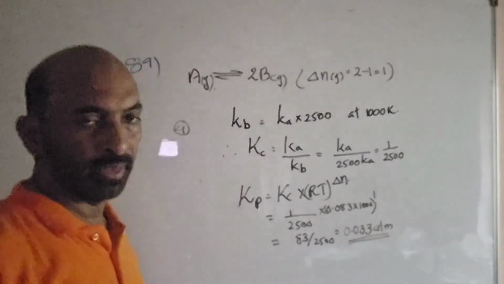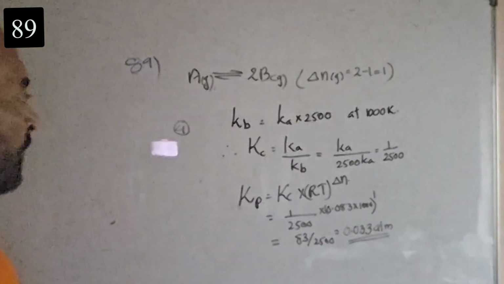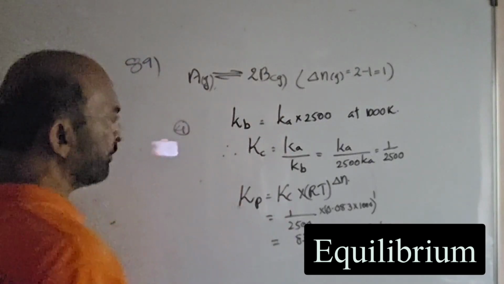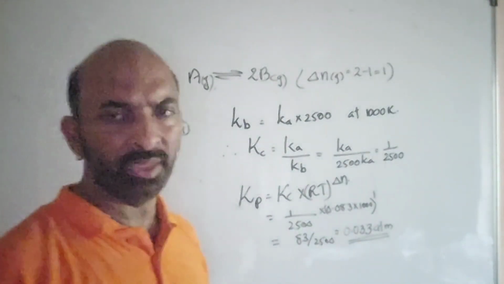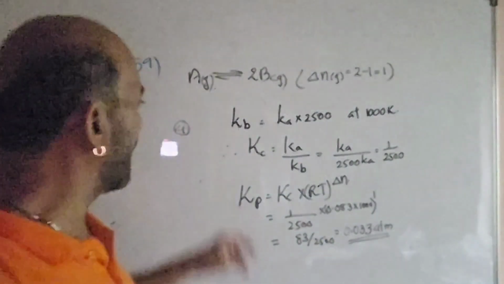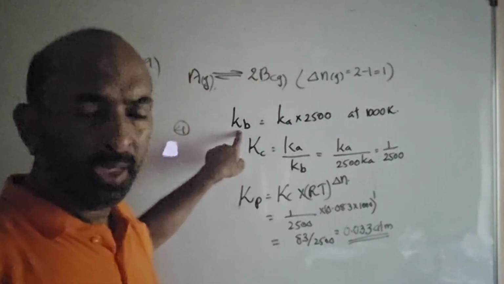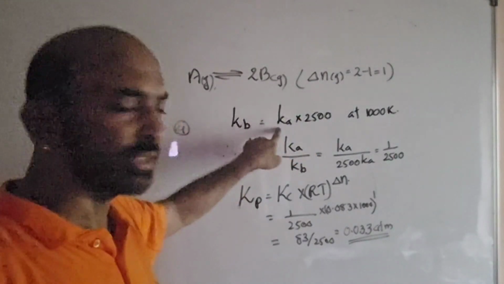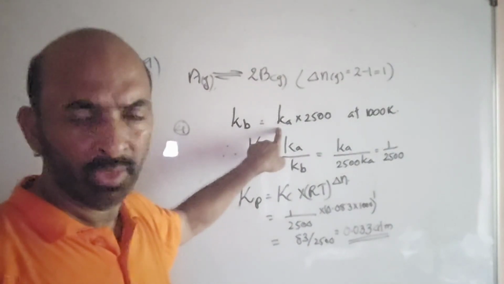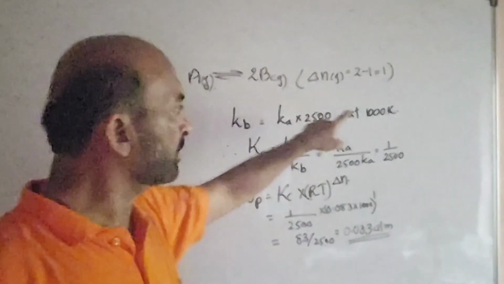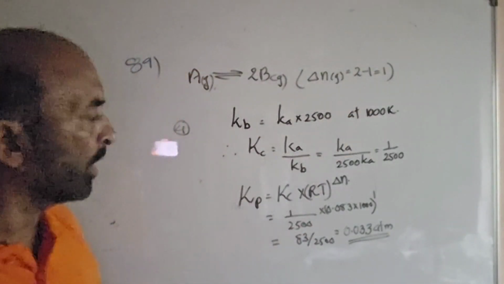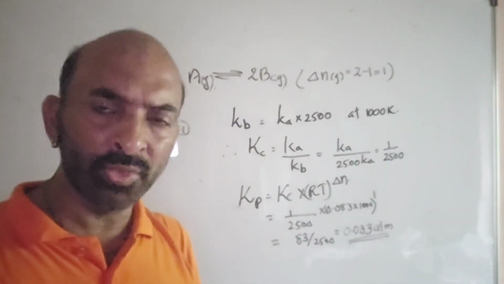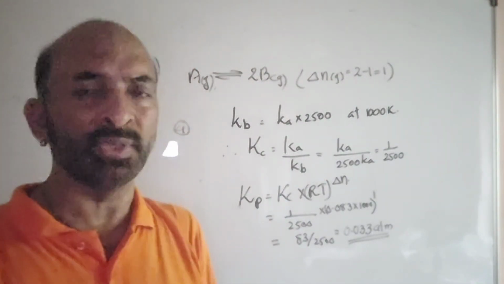Question number 89. Here they have given A gas reversibly giving 2B gas, for which it is mentioned in the question that the rate constant for the backward reaction, Kb, is equal to 2500 times the rate constant for the forward reaction, at 1000 Kelvin. Then you are asked to find out Kp, the equilibrium constant with respect to the partial pressures.